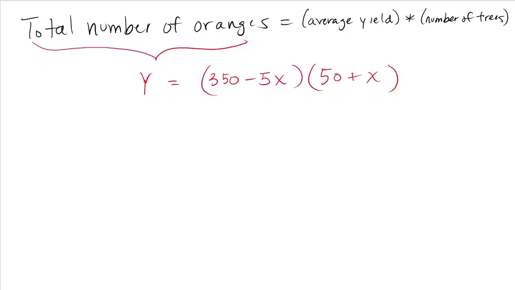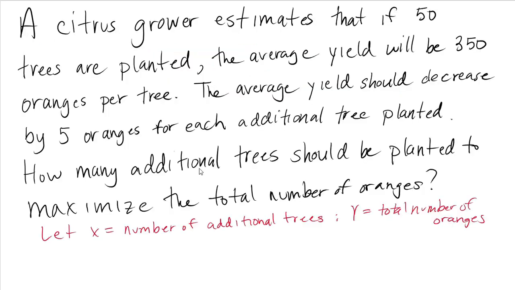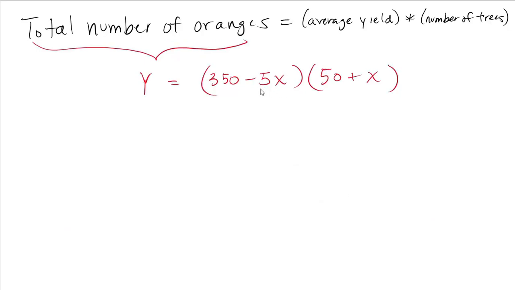The goal wasn't to stop with the function. The goal is to figure out how many additional trees should be planted to maximize the total number of oranges. We want the value of X that maximizes this function. And there is a way to do that without multiplying it out, but we haven't talked about that. So we're going to have to use the FOIL process to multiply this out.